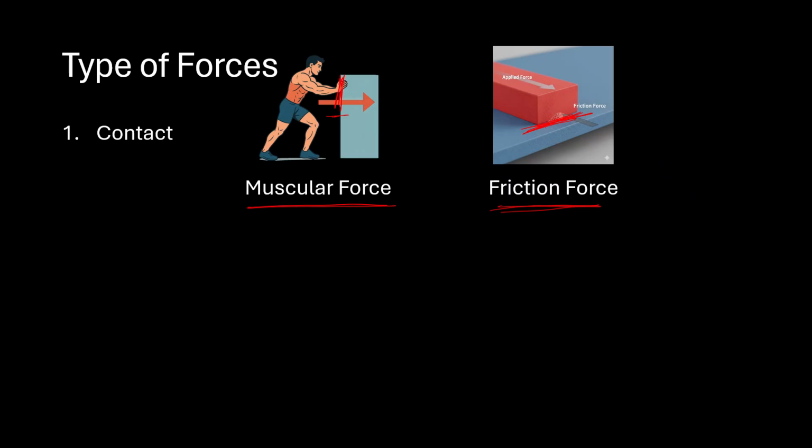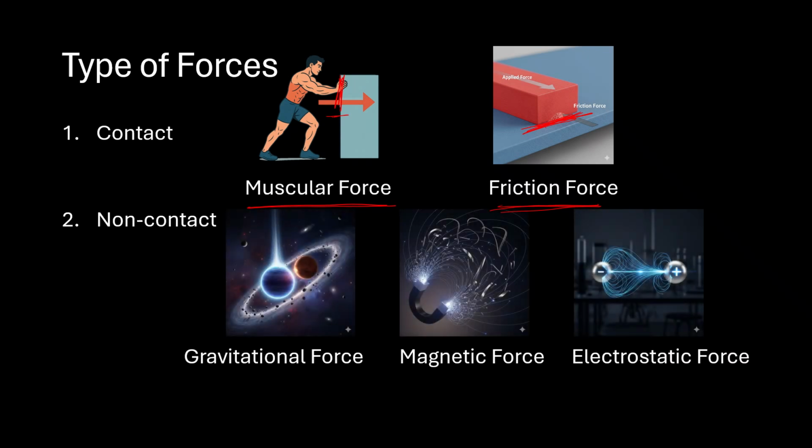So we can guess the other type of force, which is non-contact force, right? For a non-contact force, there's no need for the bodies to be in contact to apply force. If there's no contact between two bodies and they are applying force on each other, then that force is called a non-contact force. Let's take some examples. Here we see gravitational force is a non-contact force.